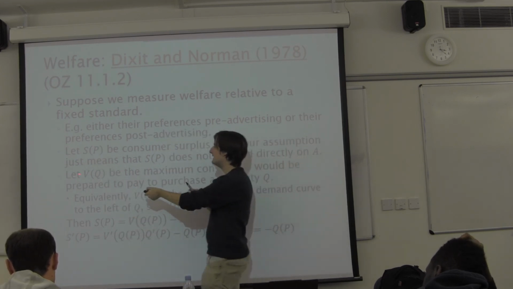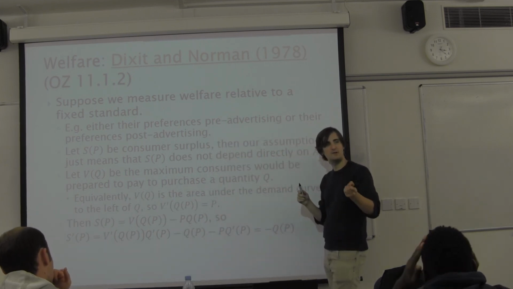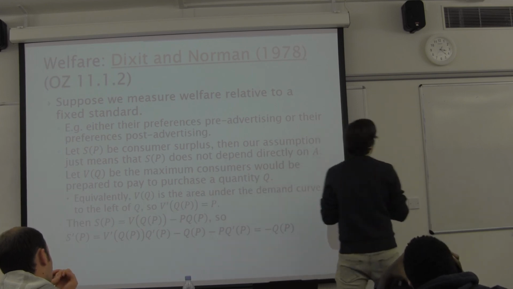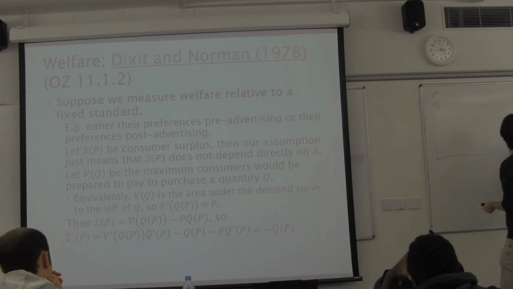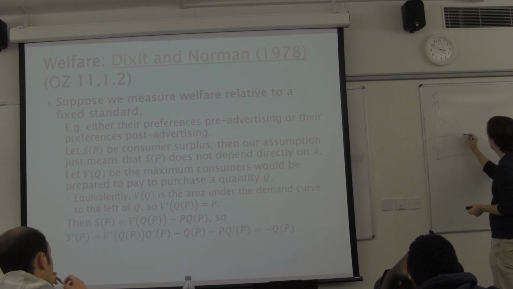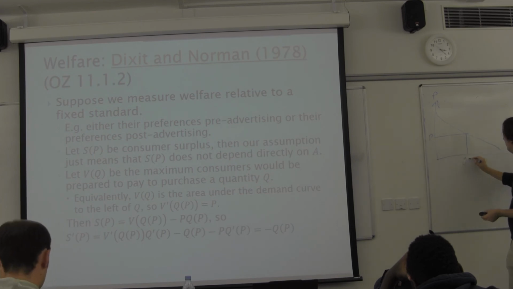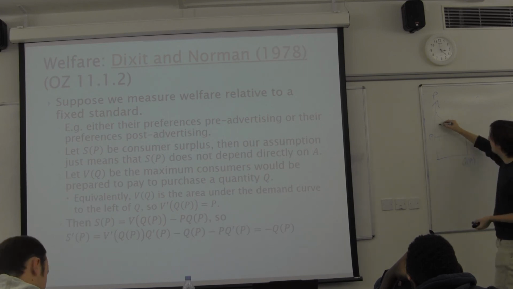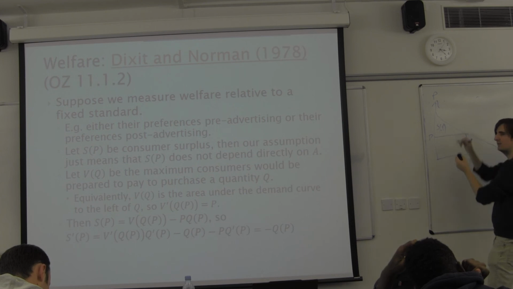And we're going to define V of Q as the maximum amount consumers would be prepared to pay to purchase the quantity Q. It's going to help if I draw a picture. Here's price, here's quantity, here's the demand curve. Suppose the price is here, P, and this is going to be Q of P. So consumer surplus at a certain price is just this region, the area between the demand curve and the price line.